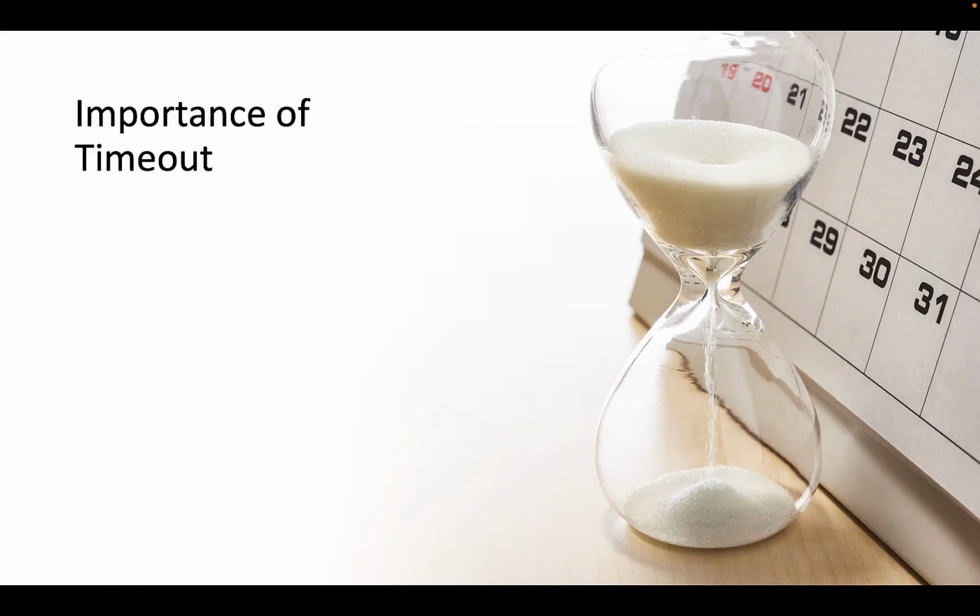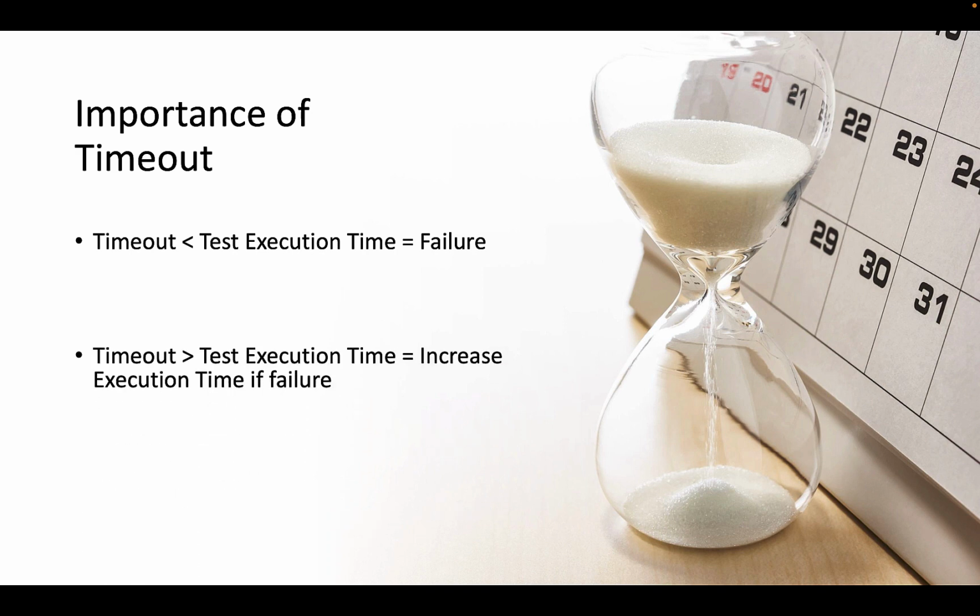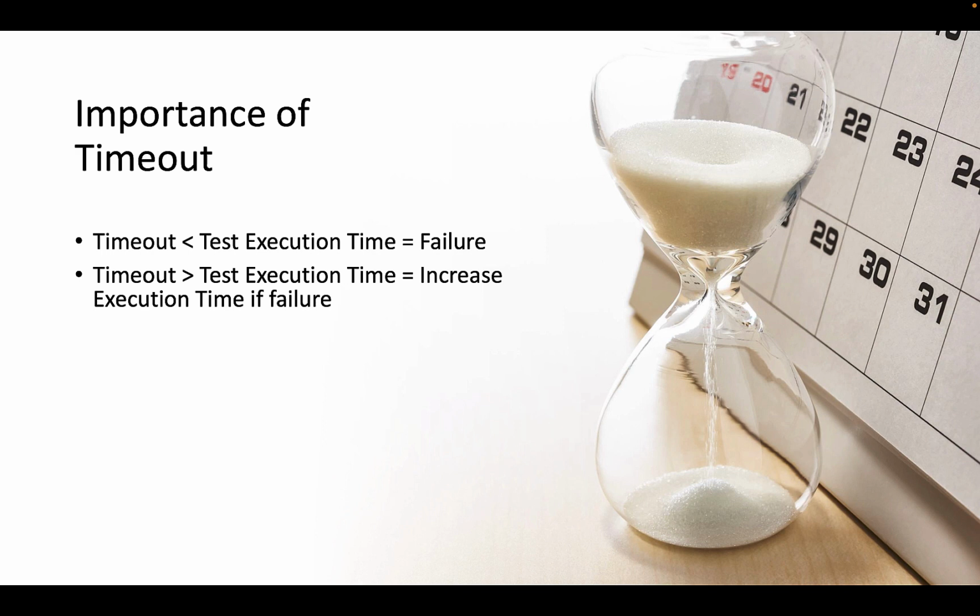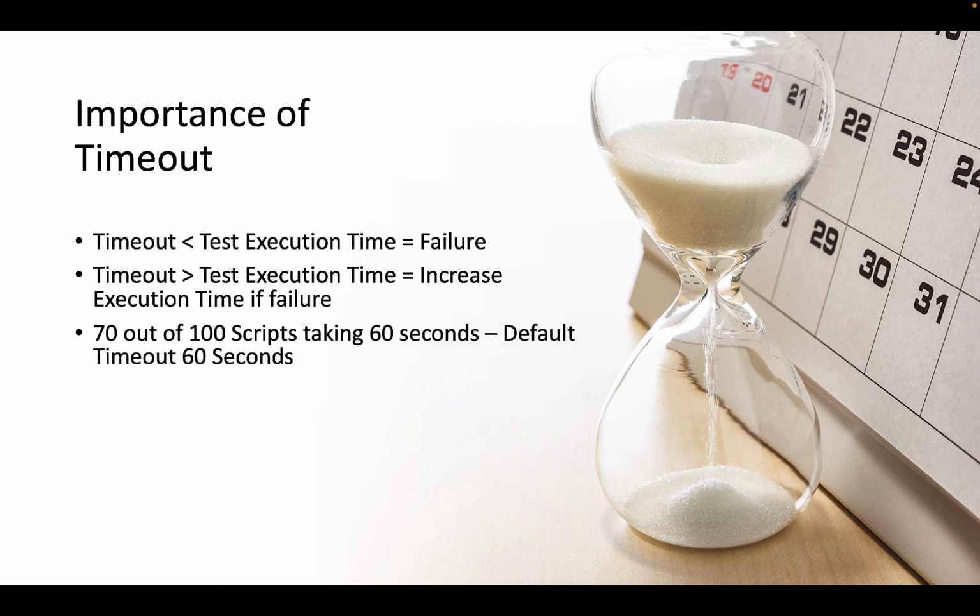Now let's discuss some important points before we finish. So while increasing or decreasing timeout, be very careful. Decreasing timeout less than the actual script execution time will lead to unnecessary failure. Also, increasing timeout can increase the overall execution time of your script if there are failures. So it is essential to understand your application and implement a timeout strategy accordingly. For example, if out of 100 scripts, 70 scripts are taking approximately 60 seconds, it is better to keep 60 as default timeout in config file.